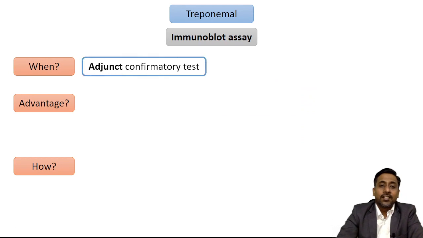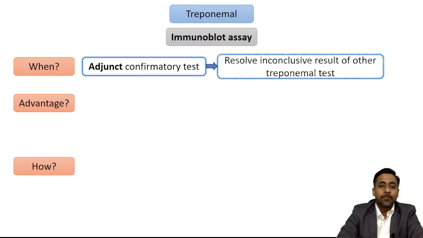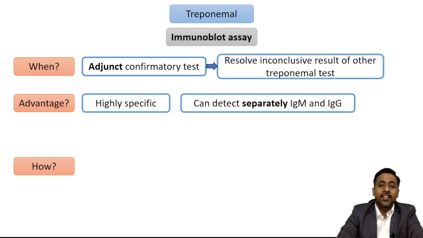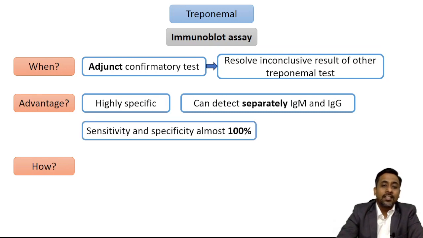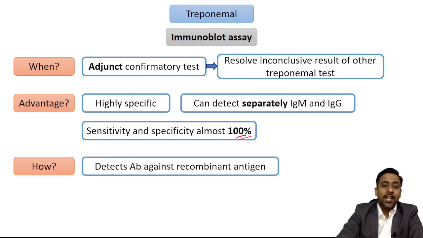Immunoblot assay is an adjunct confirmatory test, as I told you in the discussion of the algorithm. It is performed if the primary confirmatory test is negative. This is highly specific and can separately detect IgM and IgG, similar to EIA and CLIA. The sensitivity and specificity is almost 100%, so that is why it is used as an adjunct confirmatory test. Okay, and how is it performed?